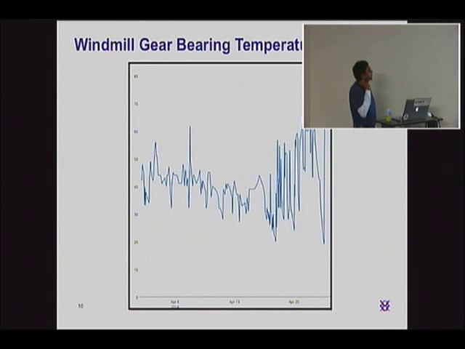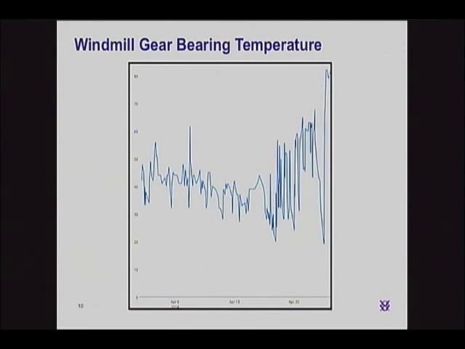Here's a real-world example of this. This is data that we saw last year. This is the gear bearing temperature from a windmill. So you have all these windmills in a windmill farm, and they have tons and tons of sensors, and they're spitting out data continuously. And what you can see on the extreme right is when the windmill actually broke down. You can see the temperature goes way up.